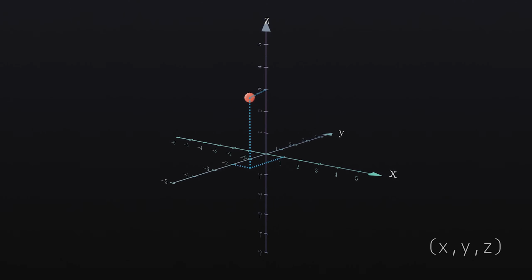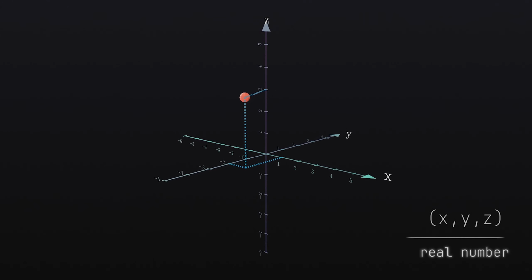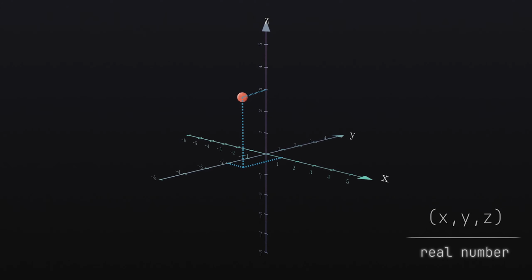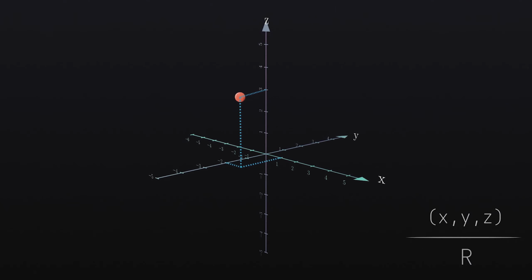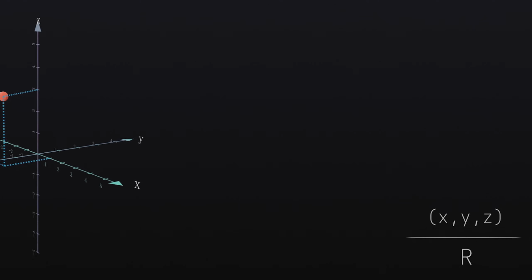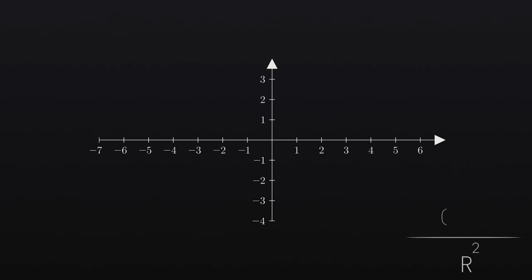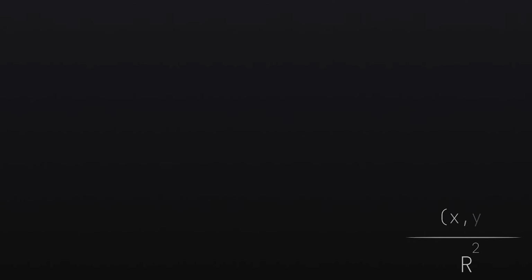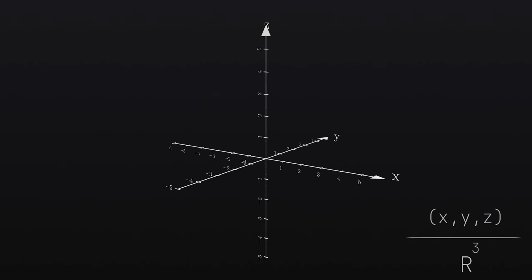The values of x, y, and z can be any real number. And that's why we use the symbol R to indicate the set of possible values for these coordinates. When our coordinate system has two axes, it means we are in a two-dimensional space denoted as R2. And if the coordinate system has three axes, we represent it as R3.